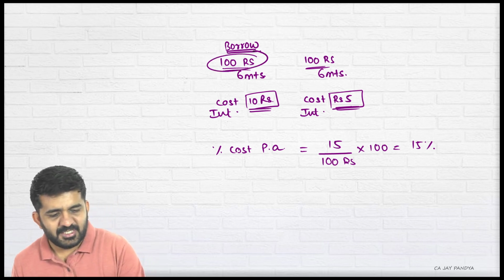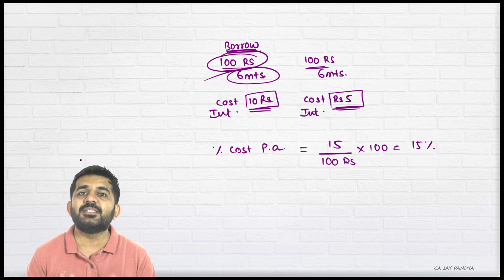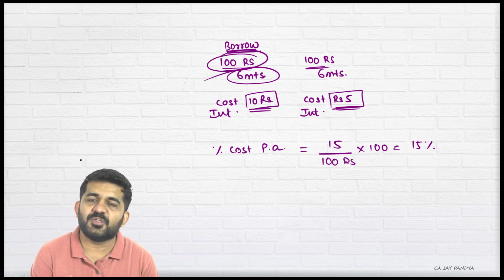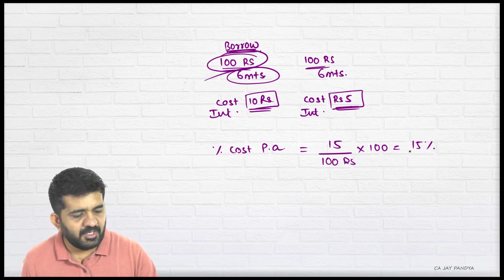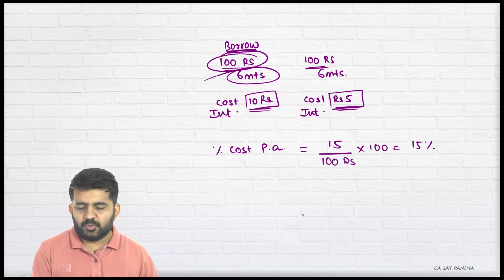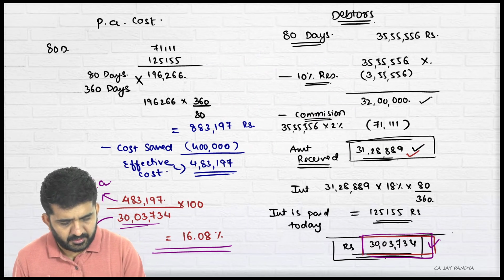If you notice, 100 rupees we have taken is not of 6 months. It is 100 rupees borrowed for the first 6 months, 100 rupees borrowed for the next 6 months. Totally 100 rupees borrowed per annum. It will never become 200. So this is the logic of finding out in this manner.